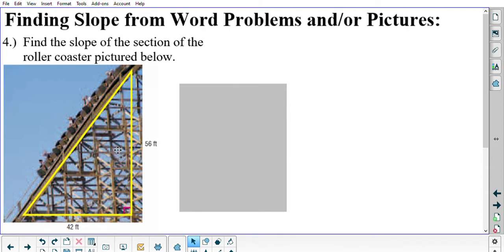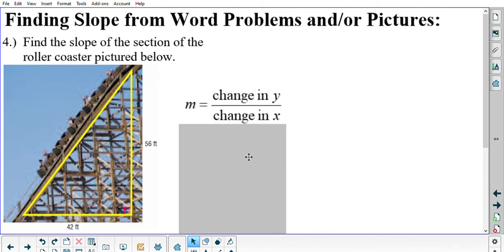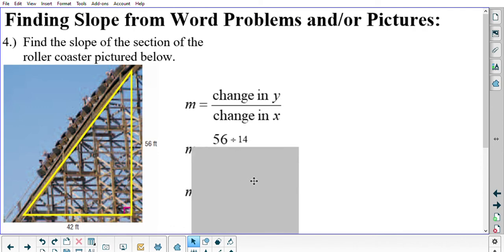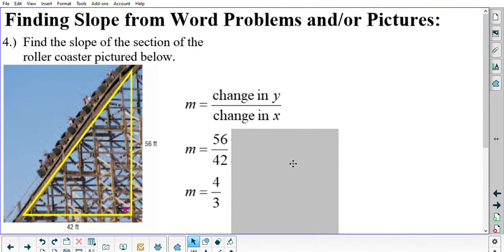All right, you can see that this is forming a triangle. What do we know about slope? Slope is defined as a fraction, the numerator being the change in y, and the denominator being the change in x. Which one would be change in y? Well, remember what I taught you earlier? The change in y is going up or down. So that would be the 56 feet. And the change in x would be going right or left. That would be the 42 feet.